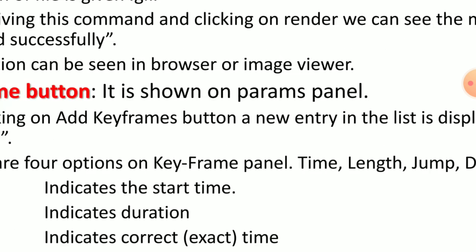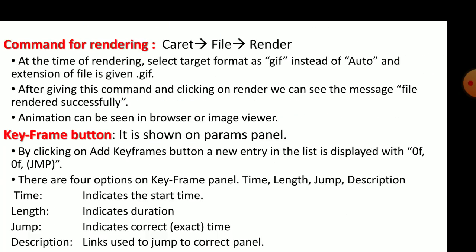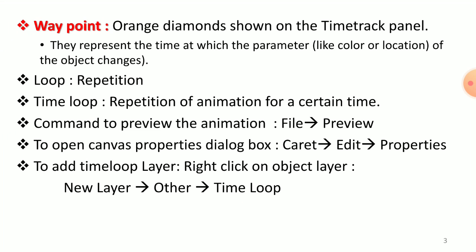Next is a waypoint. Orange diamonds shown on the Timetrack panel, that is a waypoint. They represent the time at which the parameters like color or locations of the object changes. Loop that means repetitions. Time loop, repetition of animation for a certain time, that is a time loop.